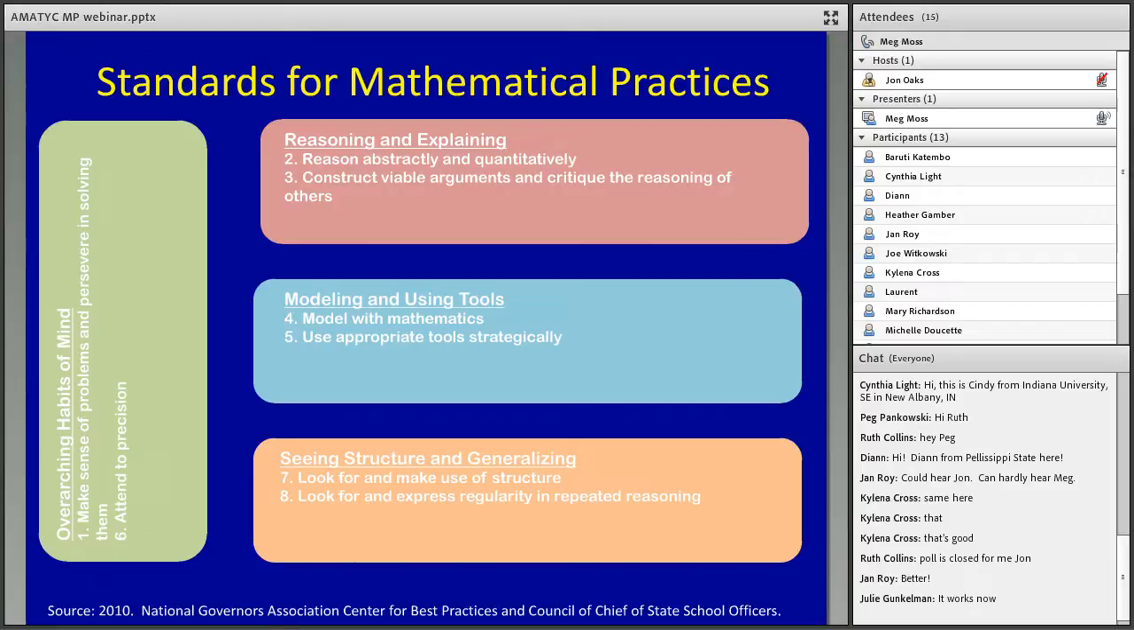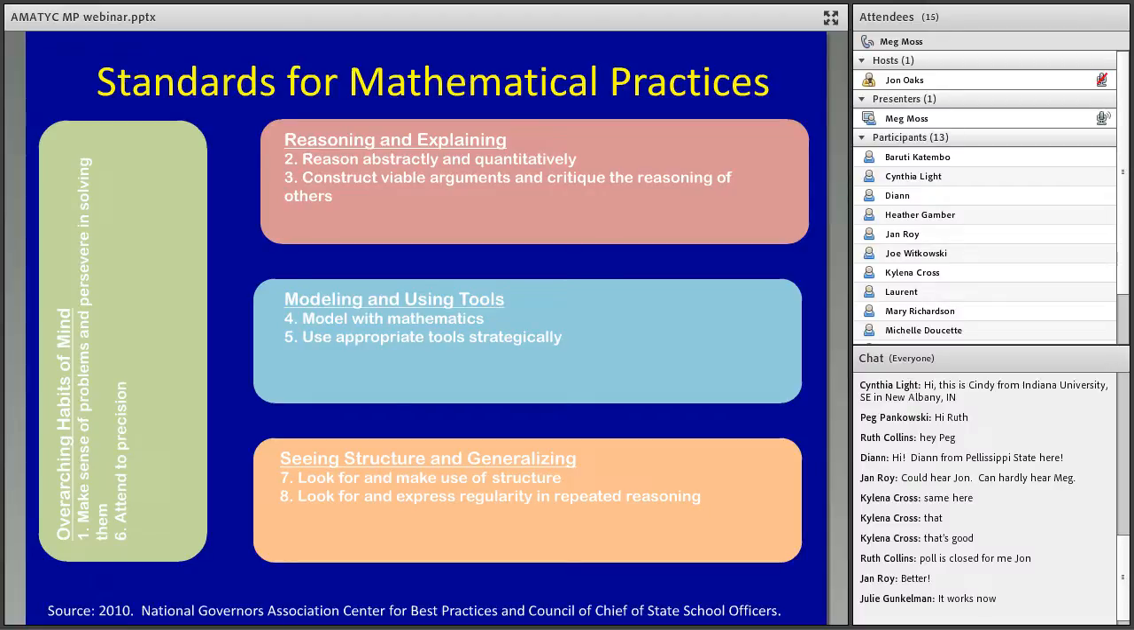And this is a nice way to organize them, put out by the National Governors Association Center for Best Practices and Council of Chief State School Officers, grouping these eight mathematical practices. I found this chart useful, grouping 1 and 6 over there on the left into overarching habits of mind. The reasoning and explaining is mathematical practice 2 and 3. Modeling and using tools is 4 and 5. And then seeing structure and generalizing is 7 and 8.